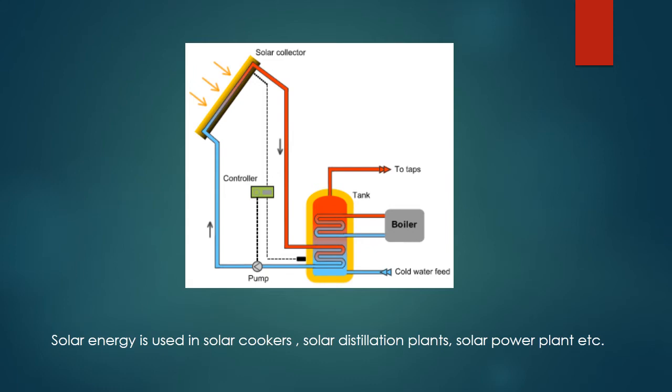This is the diagrammatic representation of a solar house heating system. You can see the solar collector. The solar collector is basically positioned in a way so that it collects the maximum amount of sunlight. Then the energy is stored in the storage system, and then there is a boiler. Can you see the boiler? In the boiler, basically the water is boiled. Cold water is fed in, and then it is boiled. It turns into hot water, and then it is transported to all the parts of the house. Solar energy is used in making solar cookers, solar distillation plants, and solar power plants.